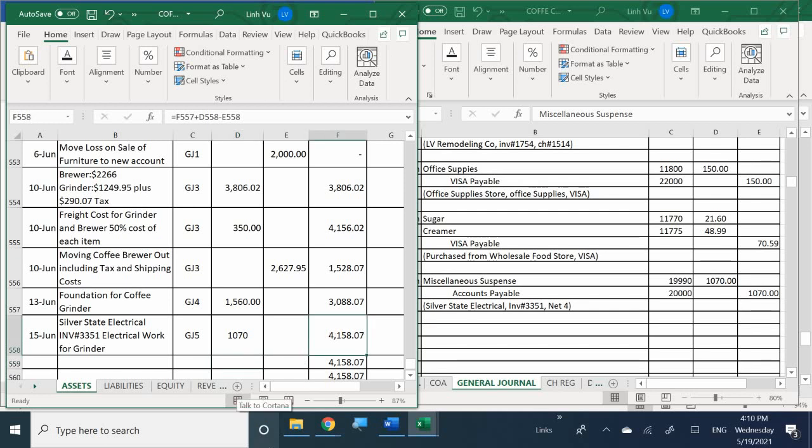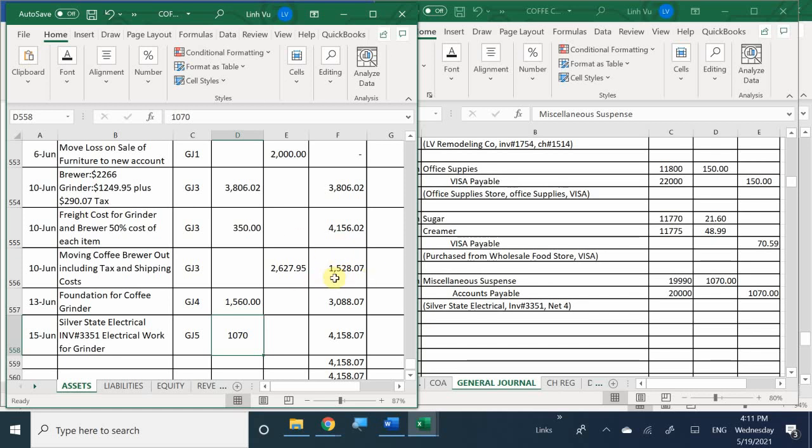Wait, I got a little lost. So we have the foundation for the coffee grinder, which was the 1560, and then the electrical for 1070. Oh yeah, because the furniture was a loss. Okay, I see it. But we already zeroed that out. We took that out already, and we took out our coffee brewer. So we're left with 1528.07 for our coffee grinder.